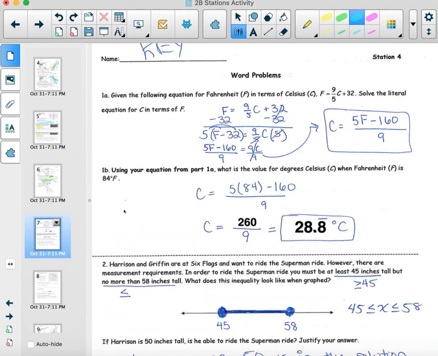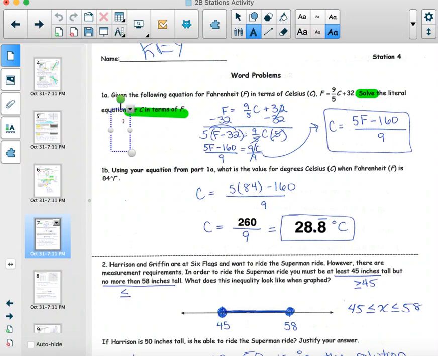Alright. Number 1a. So I give you the following equation for Fahrenheit F in terms of Celsius C. And we have F is equal to 9 over 5C plus 32. Solve the literal equation for C in terms of F. So I know that some of you were getting a little confused about this part right here. Solve for C in terms of F. All that means is just solve for C. Okay? Just solve for C. If that's what you want to write to remind yourself, all you're doing is solve for C. That's it.